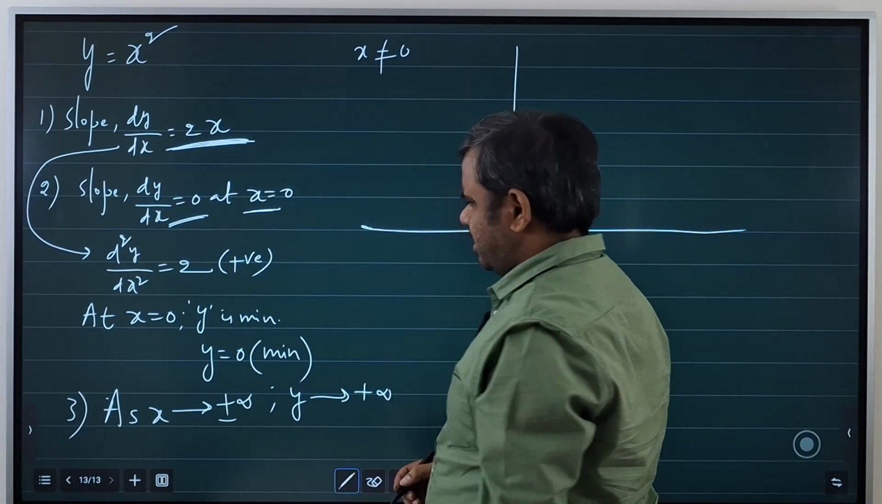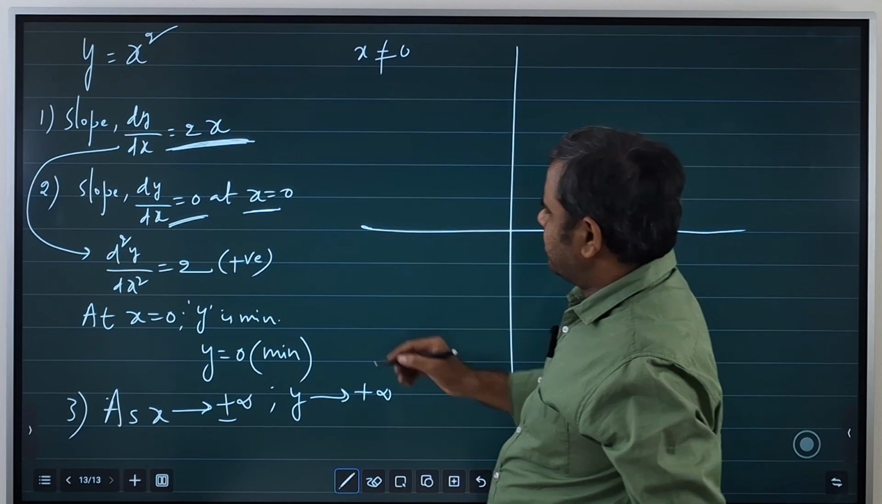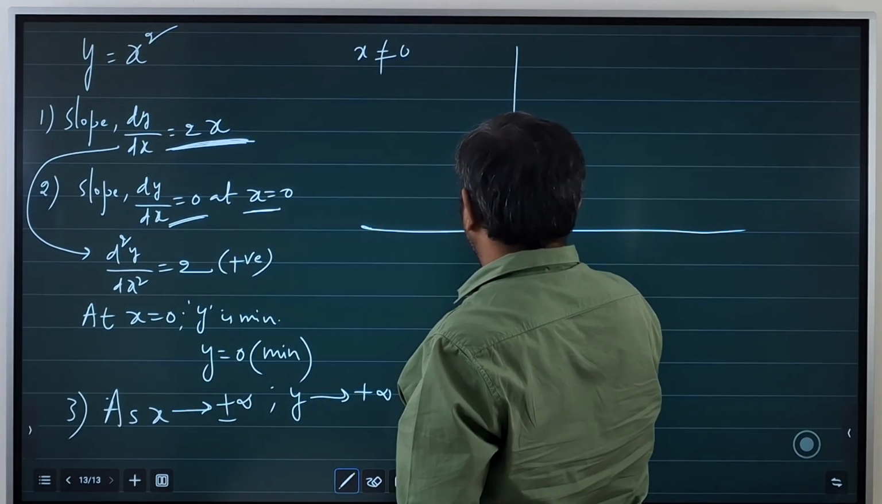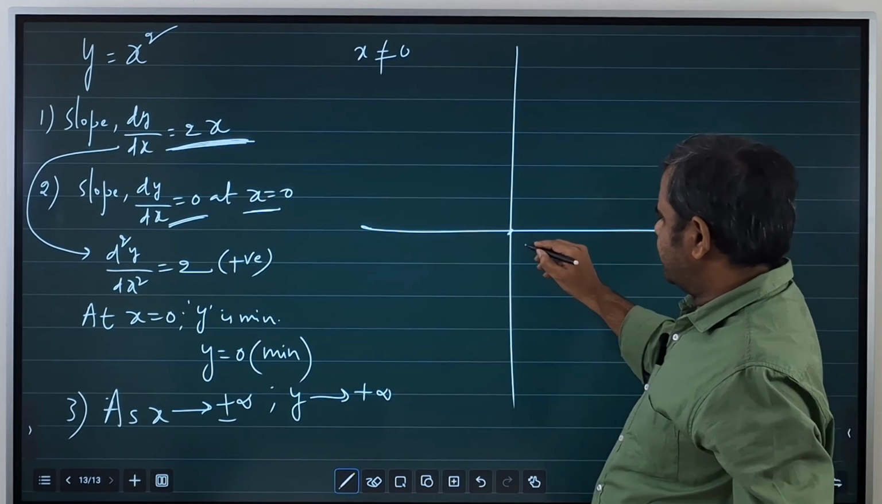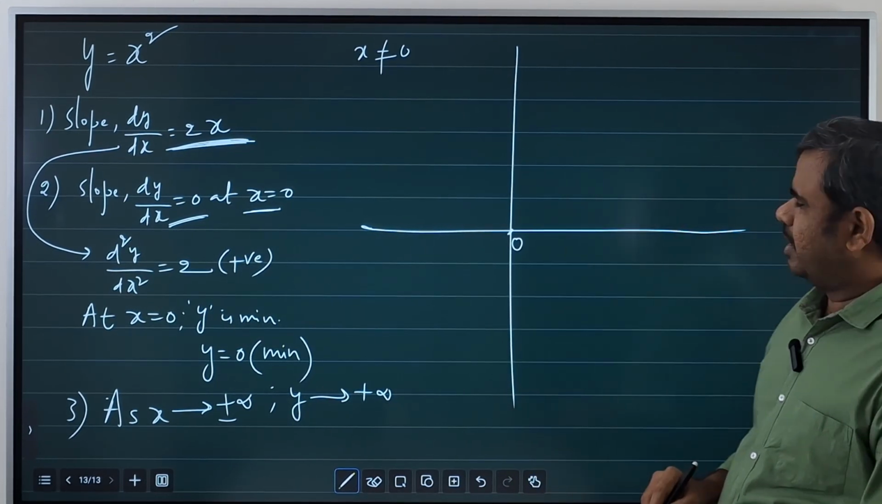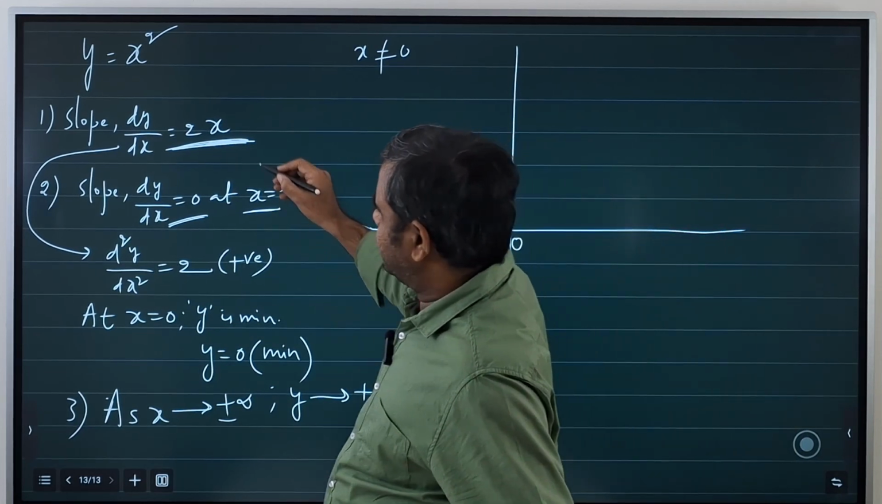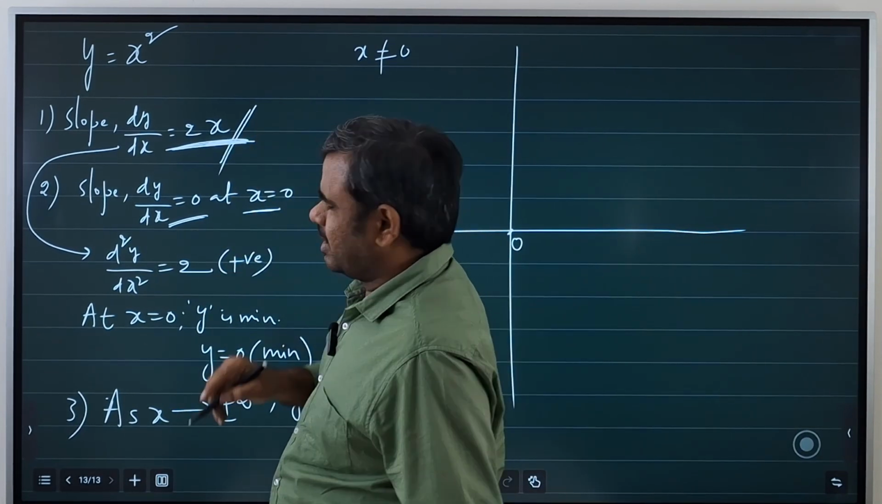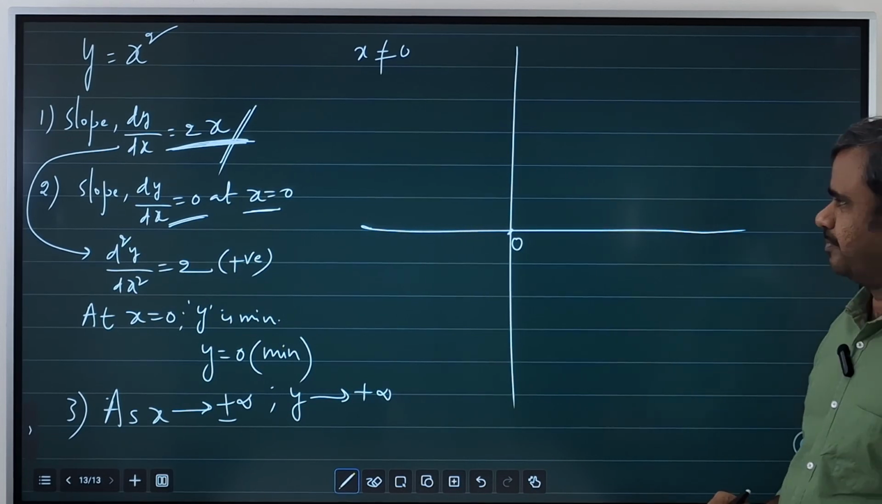So the graph is in first and second quadrant. The slope becomes 0 at x is equal to 0. At x is equal to 0, y is 0. So the graph passes through origin. Is the graph a straight line? No, the graph is not a straight line. Why is the graph not a straight line? Because slope is not a constant.